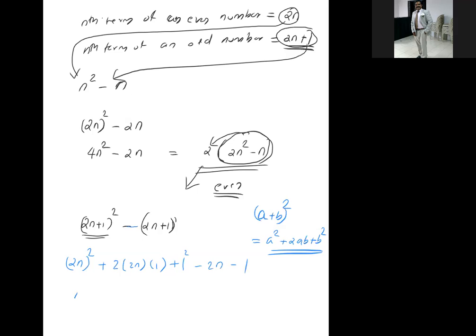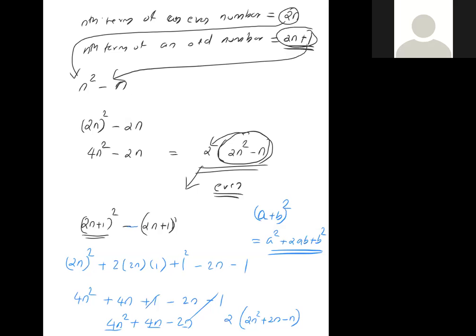So 2n whole square is 4n square, plus 2 into 2 is 4n, plus 1, minus 2n minus 1. So 1 and 1 got cancelled. So what we are getting? 4n square plus 4n minus 2n. What is common for these three terms? 2 is common. So we can say 2 times 2n square plus 2n minus n. So 4n minus 2n is 2n. That means this is equal to 2 multiplied by n times 2n plus 1... that is, 2 multiplied by 2n square plus n.